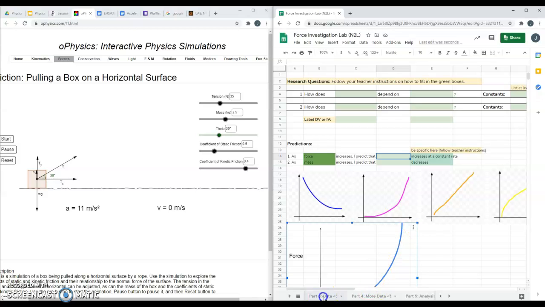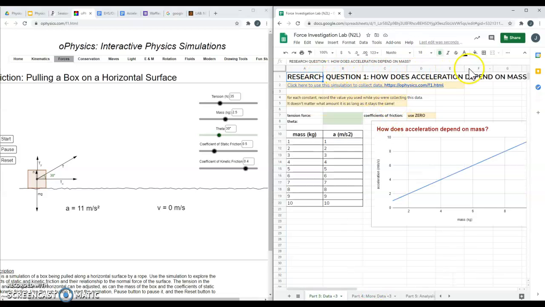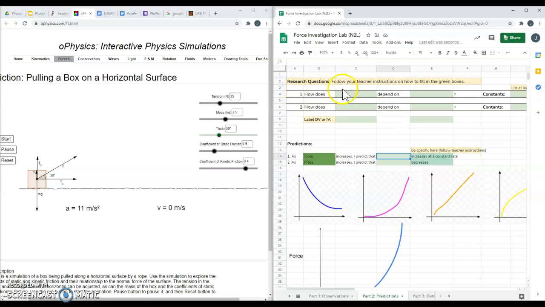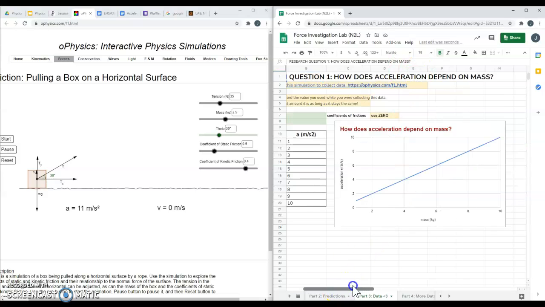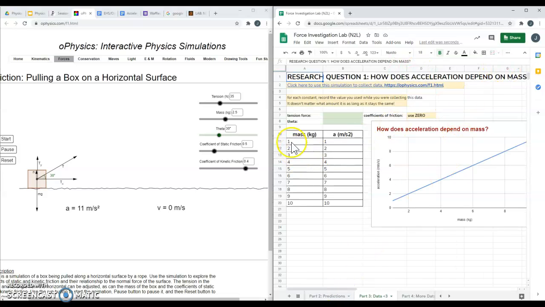So for Part 3, you have a research question. You'll notice that this is going to be very similar to the questions that you were filling out in step 2. And it's going to ask you to record information. So this research question number 1, how does acceleration depend on mass? Mass is the independent variable. We're going to be changing it. So in this simulator, you can only increase the mass up to 5 kilograms. These numbers in the boxes are placeholders.